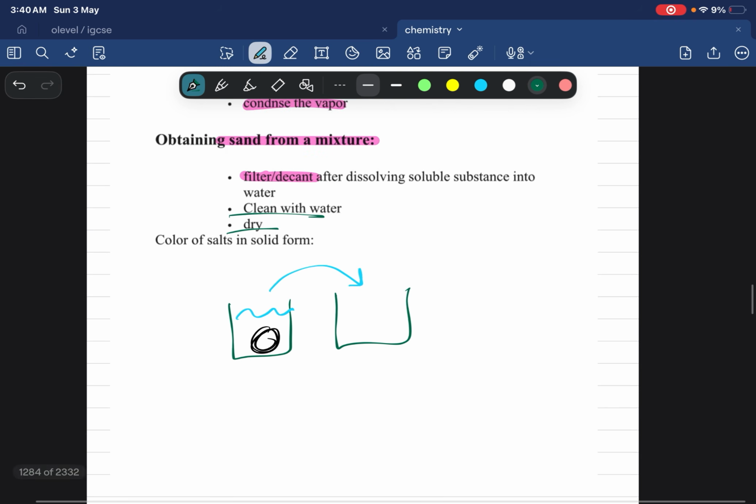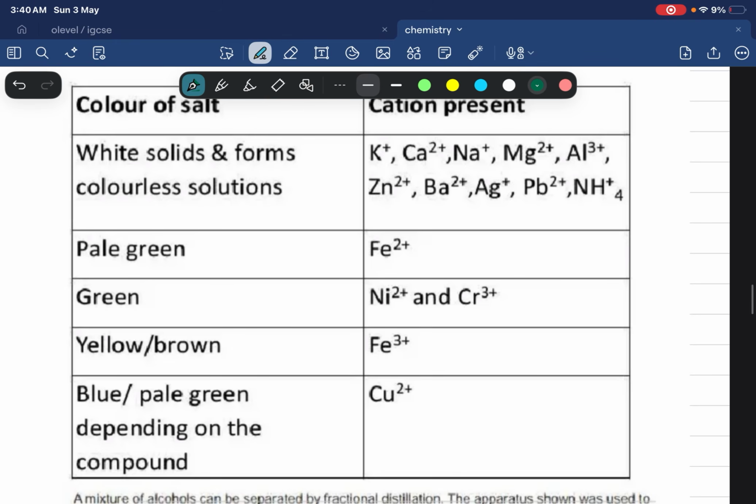Good. Colors of solids are very important. You should know white solids form a colorless solution. These are all white solids. Potassium salts are going to be white in color. Potassium bromide, potassium chloride, potassium fluoride, all white. Potassium oxide, all white. Calcium, sodium, magnesium, aluminum, all group 1, group 2 salts, white in color. Zinc, barium, silver, lead, ammonium salts, all are going to be white in color. Please don't forget the colors. Pale green: iron 2+ ion is going to give a pale green.